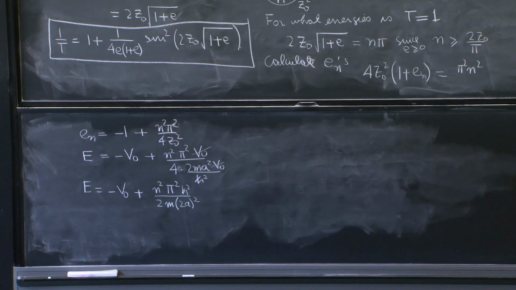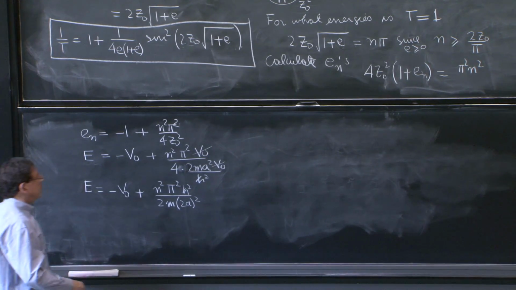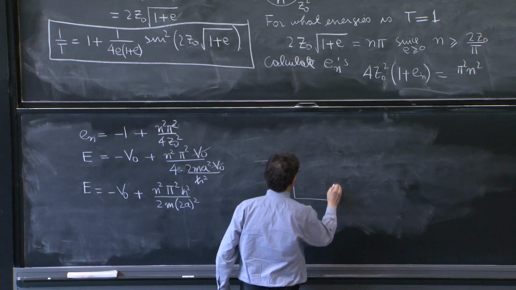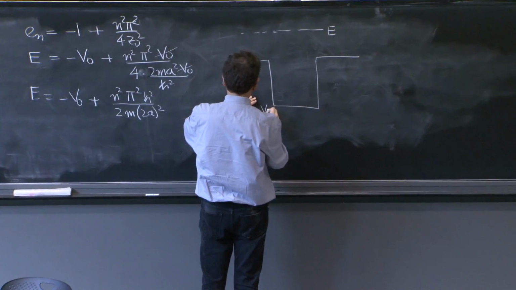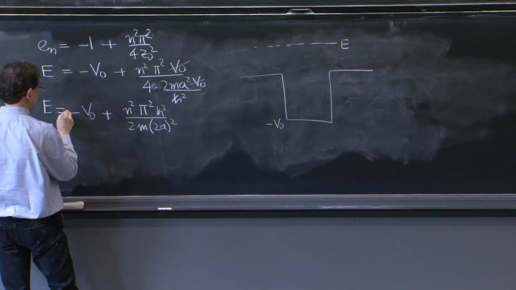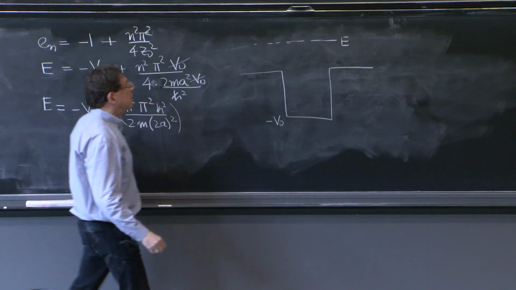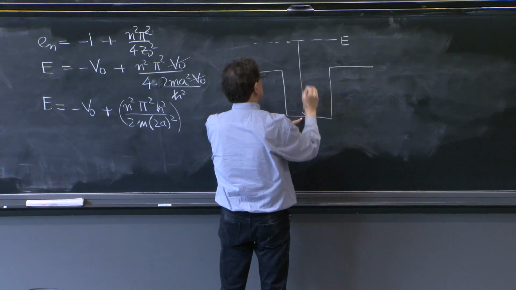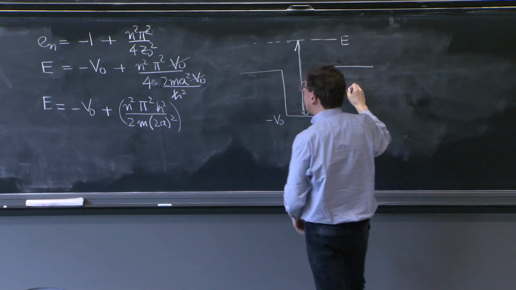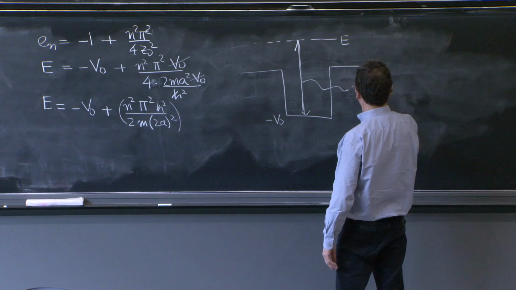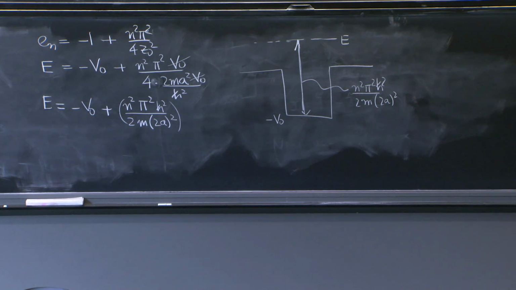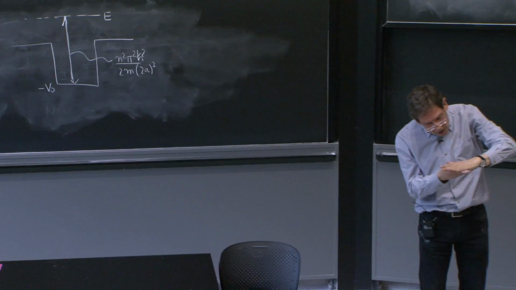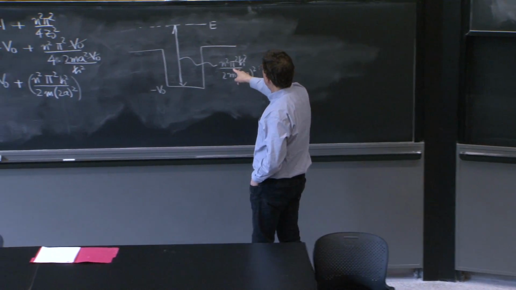So what does this say? Well, think of the potential. In this region, there's an E here, and there's minus V naught there. So it says E is minus V naught plus this quantity, n squared pi squared h bar squared over 2m times 2a squared. So the resonance happens if the energy is a distance above the bottom of the potential which is equal to this quantity.